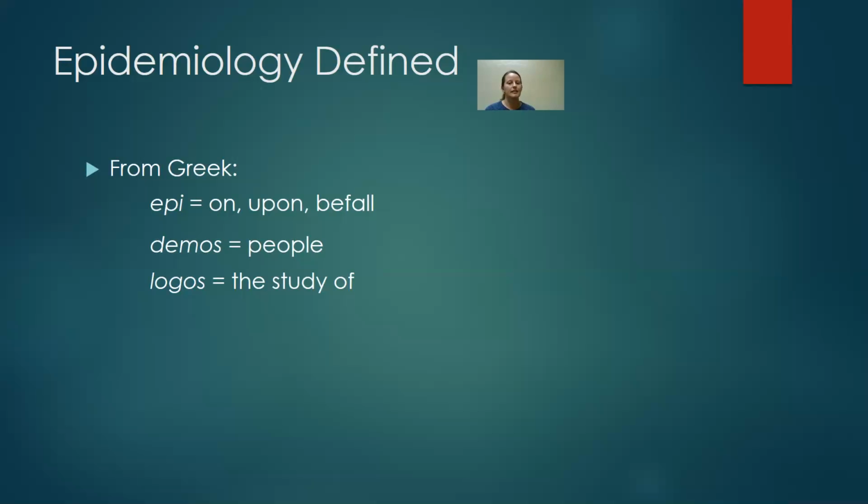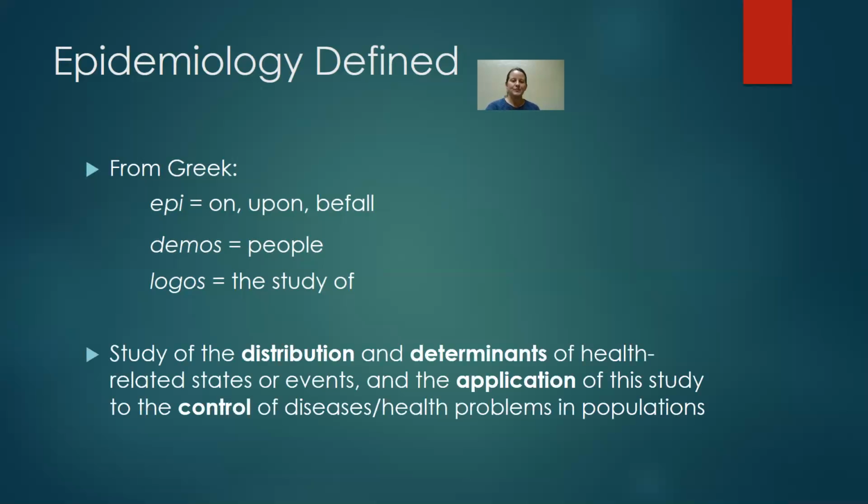So really, the study of what is upon the people. And again, when we talk about people in epidemiology, because it's part of public health, we're talking about populations. So what's happening to the health of populations? A commonly used definition that also appears in the textbook is from Last, and it is the study of the distribution and determinants of health-related states or events, and the application of the study to control diseases or health problems in populations.